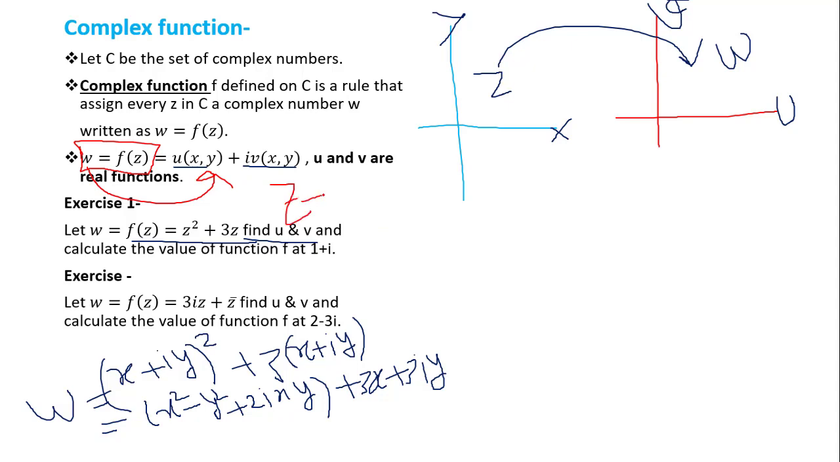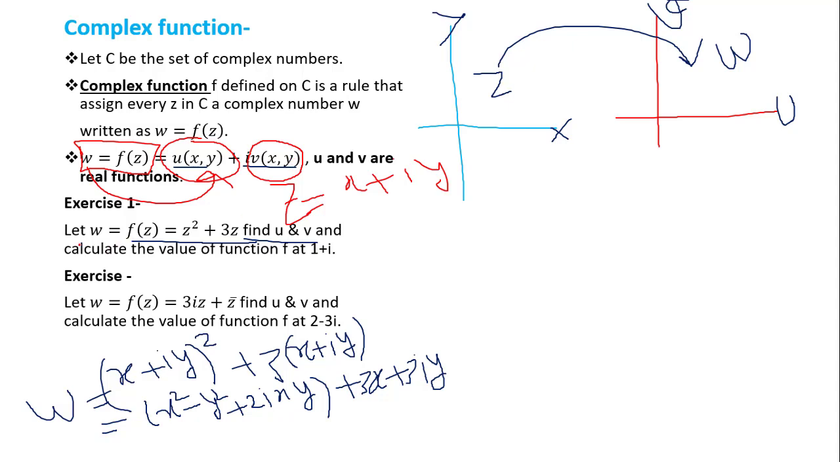z is in the form x plus iy. The real part of z is x and the imaginary part of z is y. But in the case of w, the real part is u, which is a function of x and y, and the imaginary part is v, which is also a function of x and y. So w equals u plus iv, where u and v are two real functions. That we have to remember.